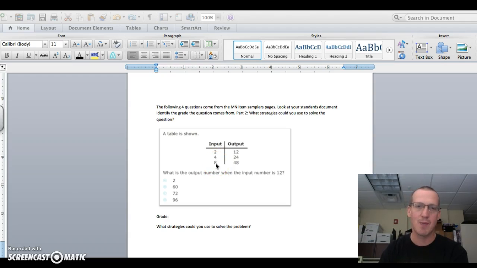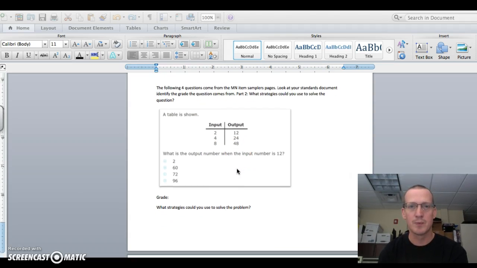Can kids extend that pattern? So how much would they expect to pay for 1? How much would they expect to pay for 0? How much would they expect to pay for 4, 5, 6, 7? You kind of get the picture. And if we can extend that in your input-output tables, kids can solve a lot of problems.